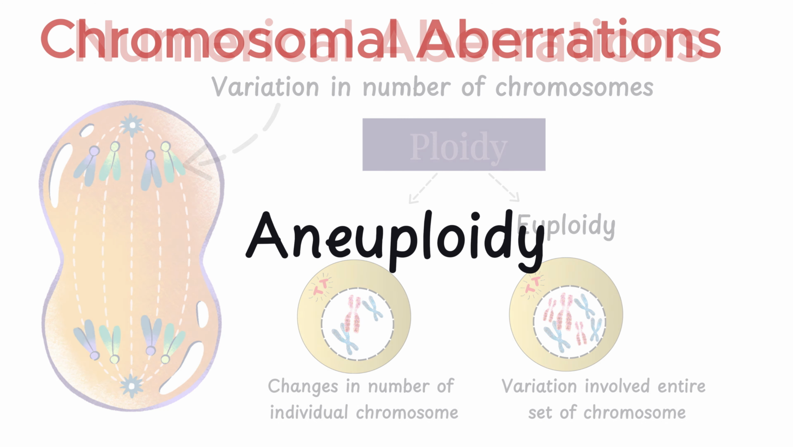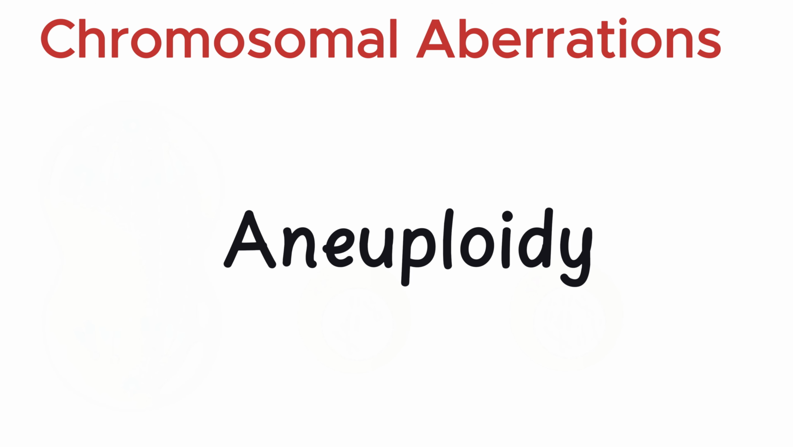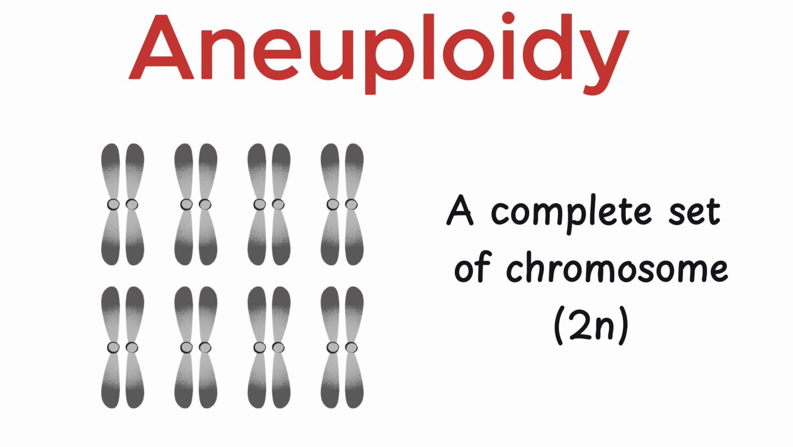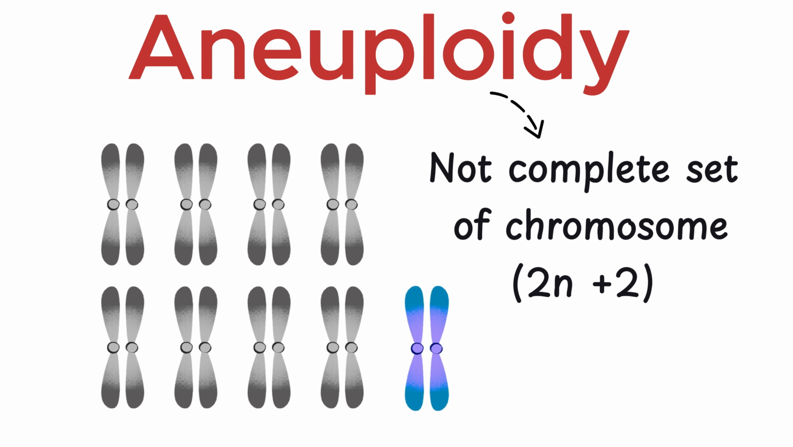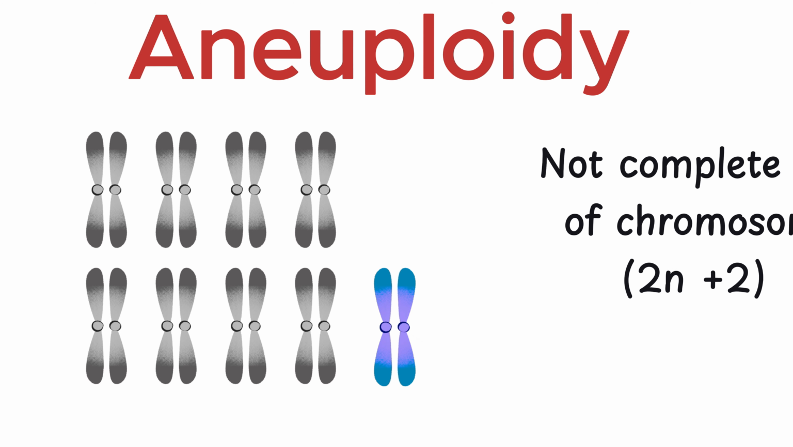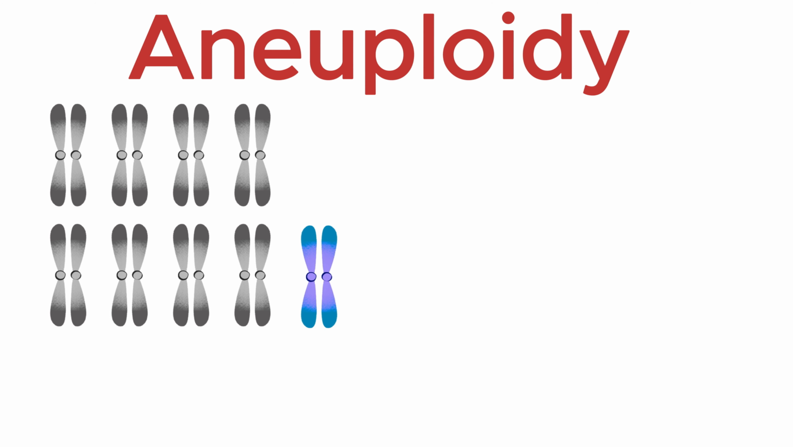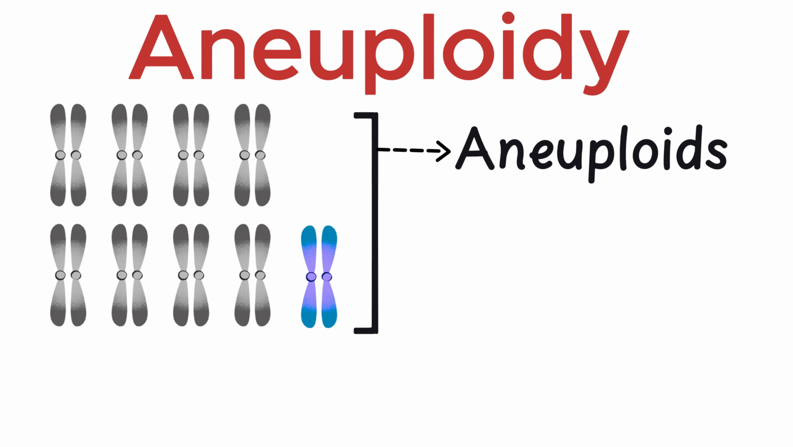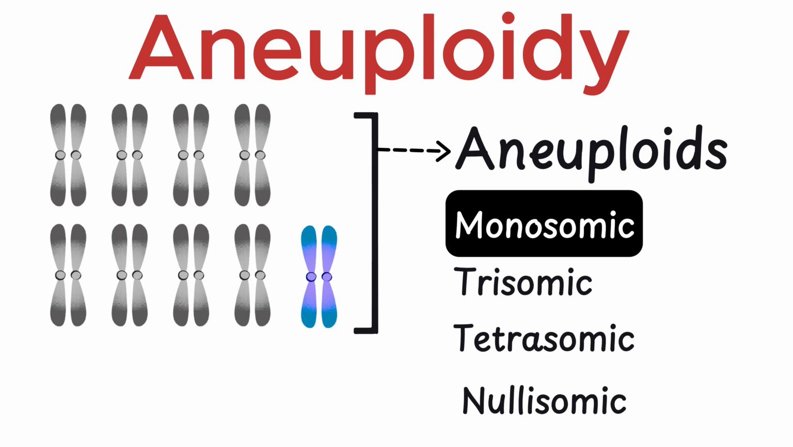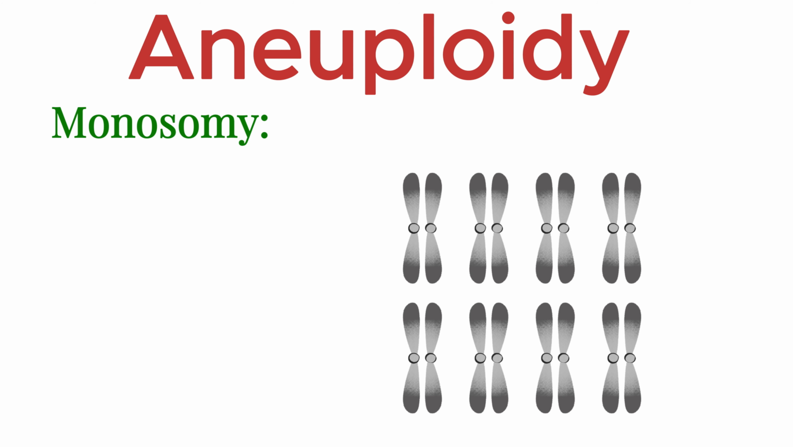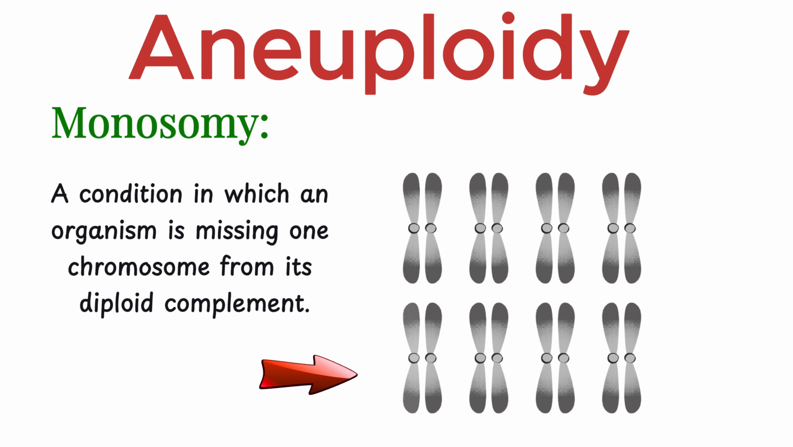Let's begin by discussing aneuploidy in detail. Aneuploidy is a condition in which the chromosome number is not a true multiple of the basic chromosome number or genome. Organisms showing such abnormal chromosome numbers are called aneuploids. Aneuploids can be classified into several groups based on the type of chromosome loss or gain. The first type is monosomic. Monosomy is a condition in which an organism is lacking one chromosome from its diploid complement.